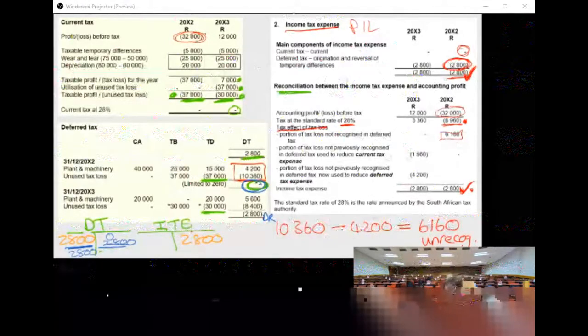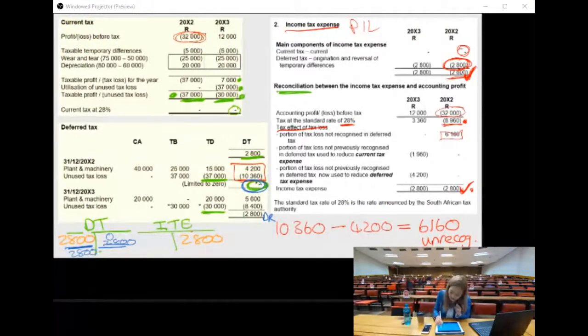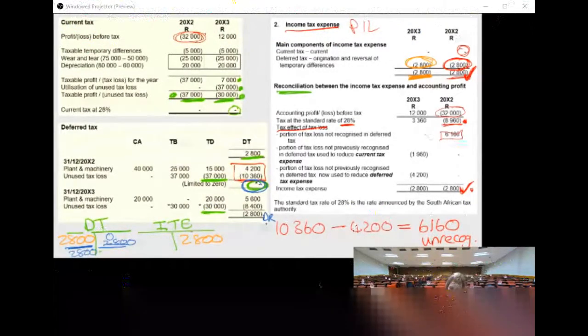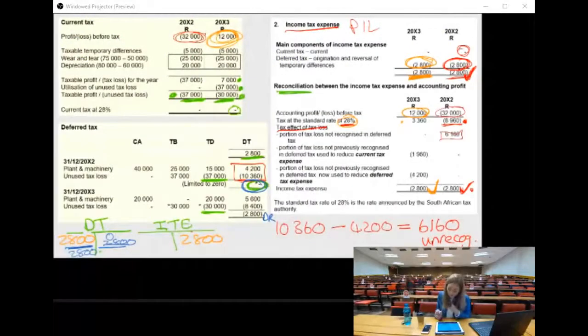It goes to my income tax expense on the credit side. So it's income tax expense income, which is exactly what we have over there. That's the total of my income tax expense. That's the amount that I have to reconcile to. But I start off with my accounting profit of 12,000 multiplied by 28% gives us 3,360.